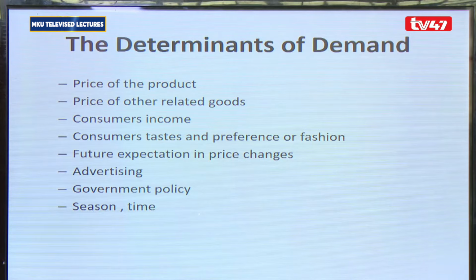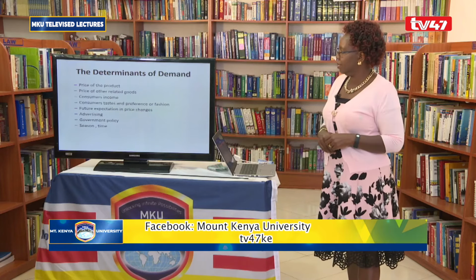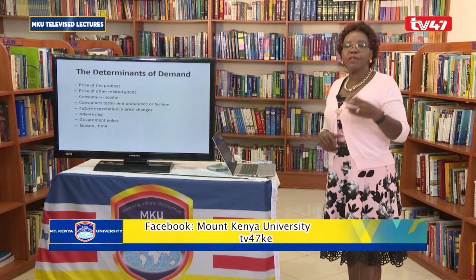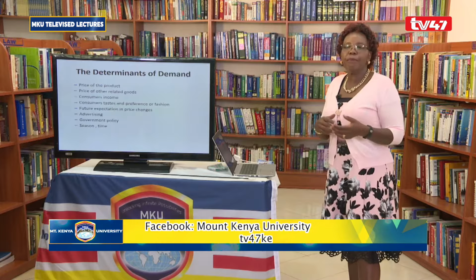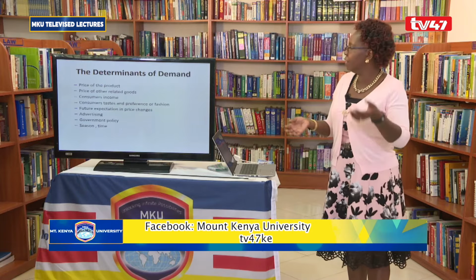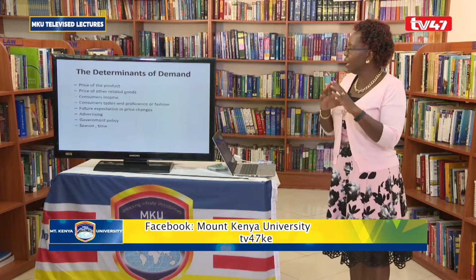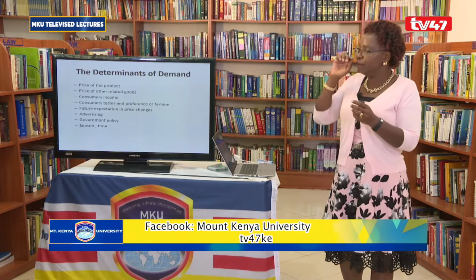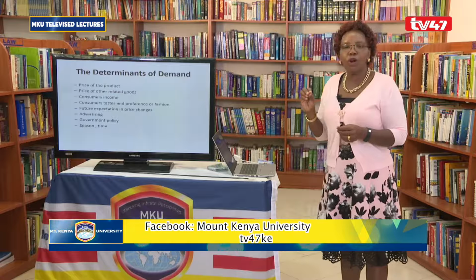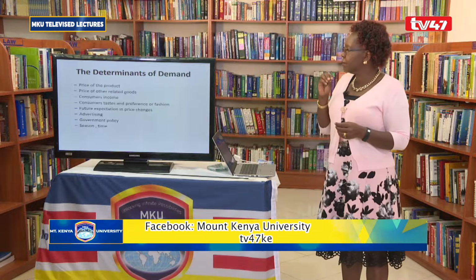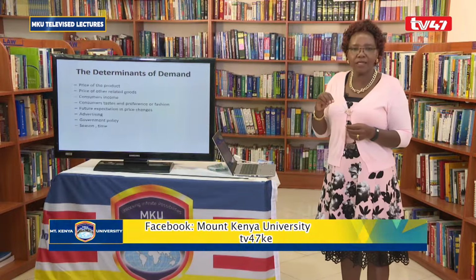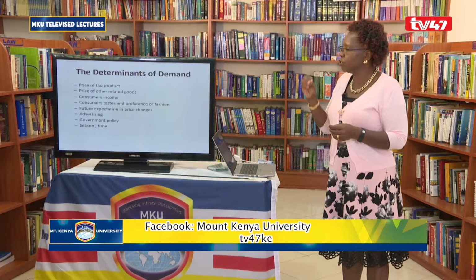Normally, goods are related in two ways. Number one, they could be substitutes. For example, we have so many bathing soaps. We have Geisha, we have Lifebuoy, we have Dettol, all those are goods that are related. And normally, it is important to know how the substitutability affects the consumer.